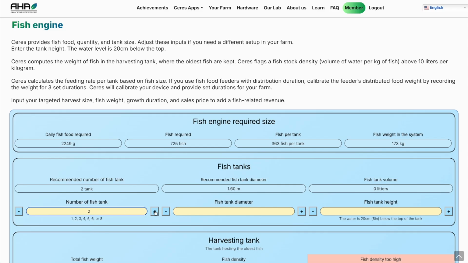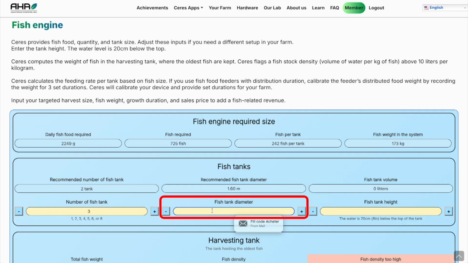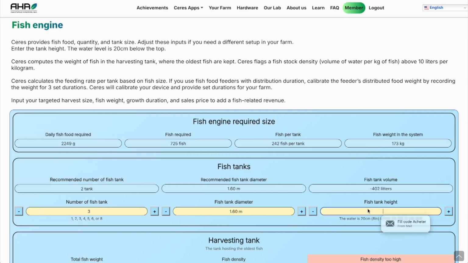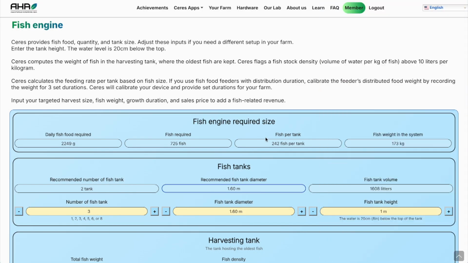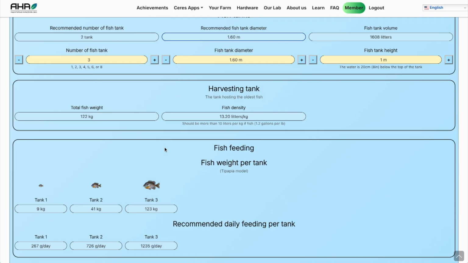For this initial design, we will have 3 tanks of 1.6 meters in diameter, so we can have a more powerful fish engine in case we need to use our aquaponics water to fertilize offline plants in pots on the sides of the greenhouse using a drip system later. Since we have 3 tanks and we plan to grow our fish for 12 months, we will need to replace the fish every 4 months.